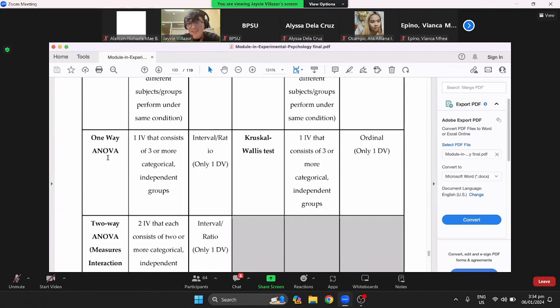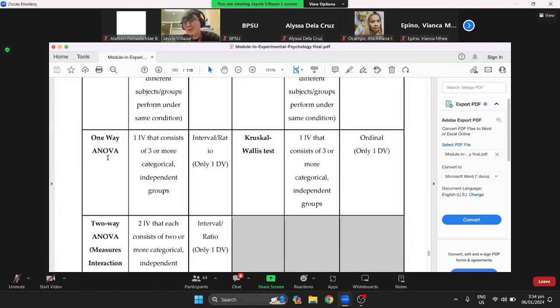Pero again, ang sinasabi ni Kruskal-Wallis, kailangan ordinal ang dependent variable mo. The question is, again, ang test performance ba, pwede ba natin siyang gawing ordinal? Yes or no? Yes. Okay? Paano mo gagawing ordinal yun? E di yung test scores nila, pag sunod-sunodin mo lang from highest to lowest.